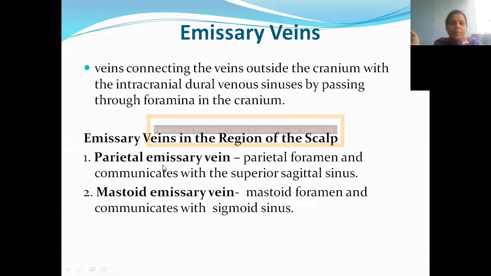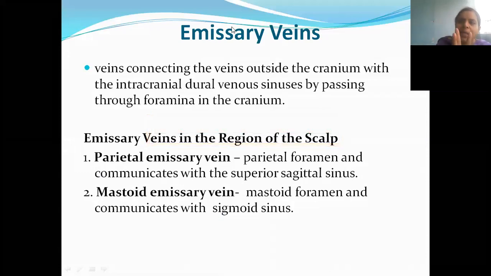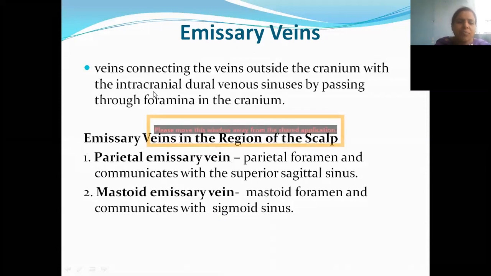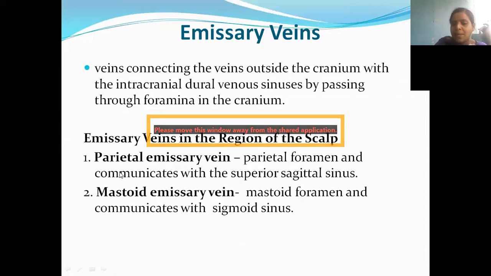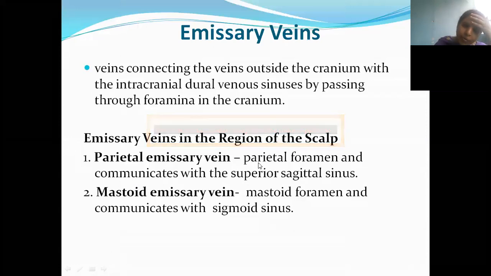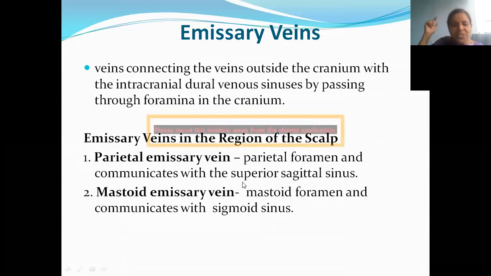Okay. So emissary veins, what are, sometimes you will get 3 marks question, emissary veins. So these are the veins connecting veins outside the cranium with the intracranial dural venous sinuses passing through foramina in cranium. Like these are the parietal foramen. Through this parietal foramen, the emissary veins will successfully enter inside the skull and it will join the dural venous sinuses. Okay. This is the parietal foramen which I have shown you. So you call it as parietal emissary vein. Okay. So it passes through parietal foramen and the emissary vein joins superior sagittal sinus.